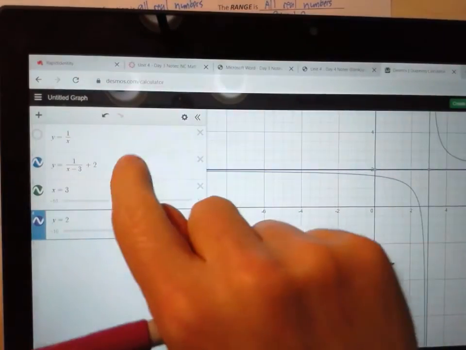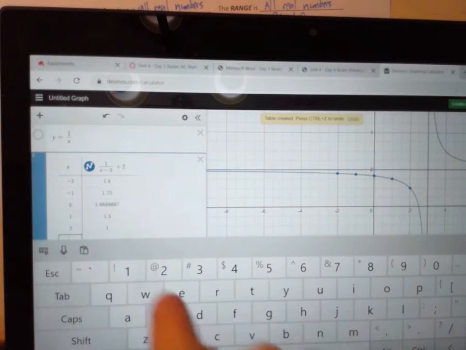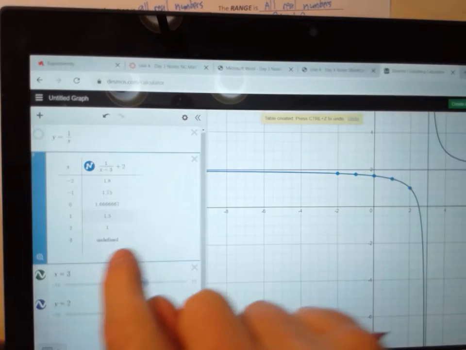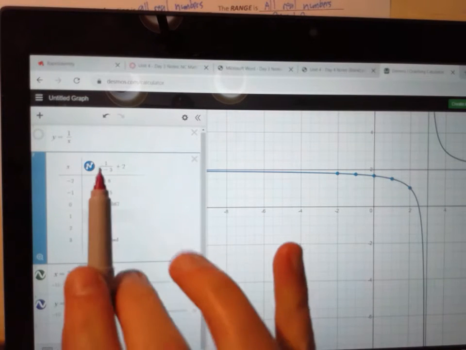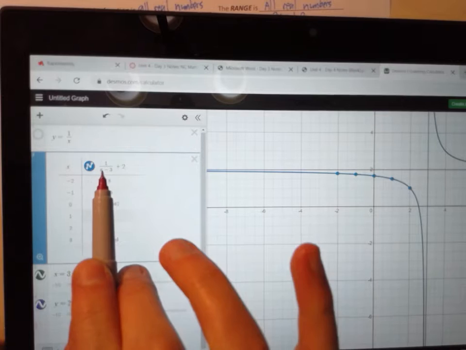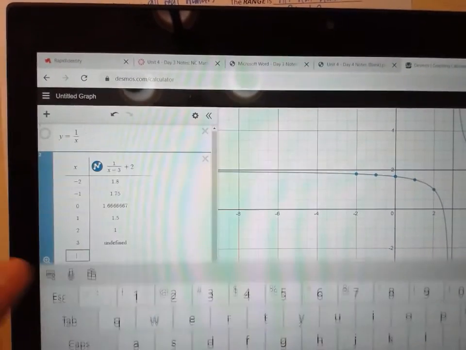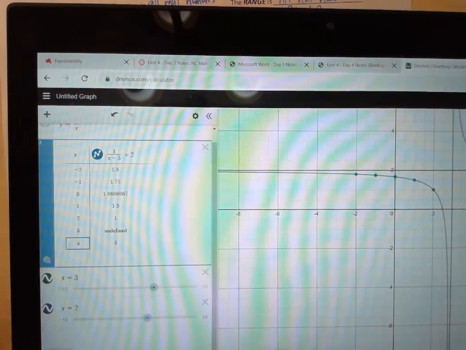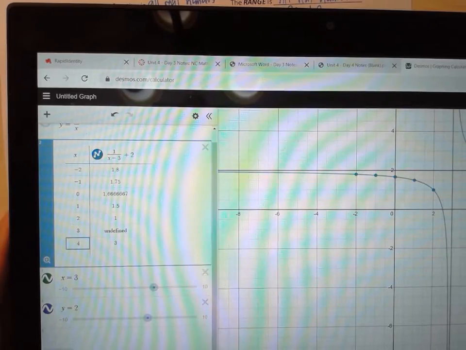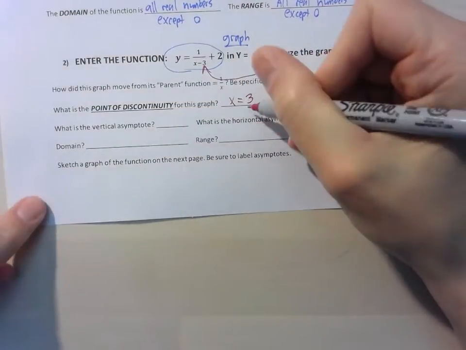And on your table, if you plug 3 in, it'll say undefined because we can't divide by 0. If I plug in 3 here, I'm going to get 3 minus 3, which is 0. So that's going to be an undefined number there. See, all the other numbers work. But 3 does not work. So our point of discontinuity is x equals 3.